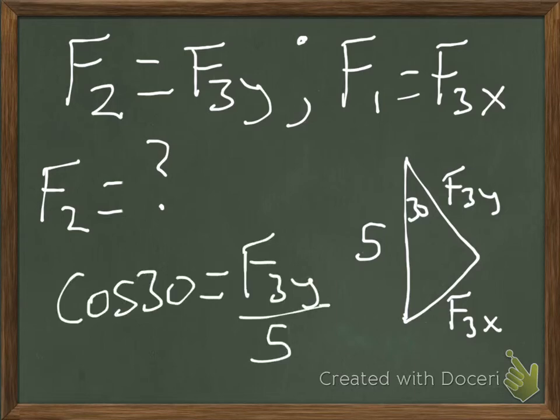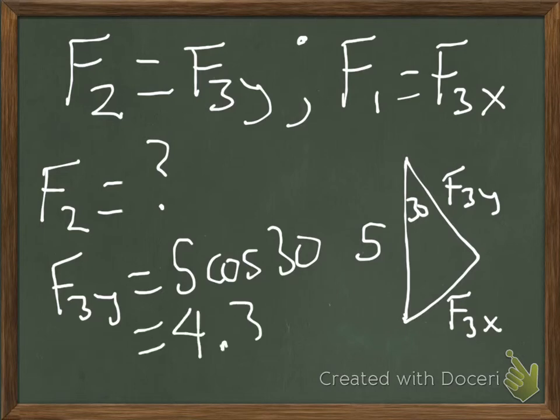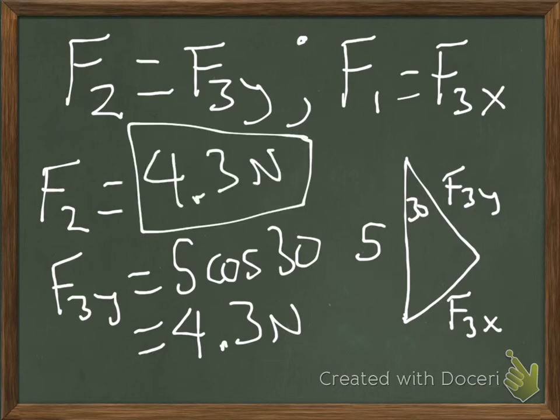Same idea to find F2, but we just have to use a different trig function. We're going to use the cosine. So the cosine is F3y over 5, and solving for F3y is simply 5 times the cosine of 30. If you calculate that out, you'll get 4.3. So 4.3 newtons is also equal to force 2.